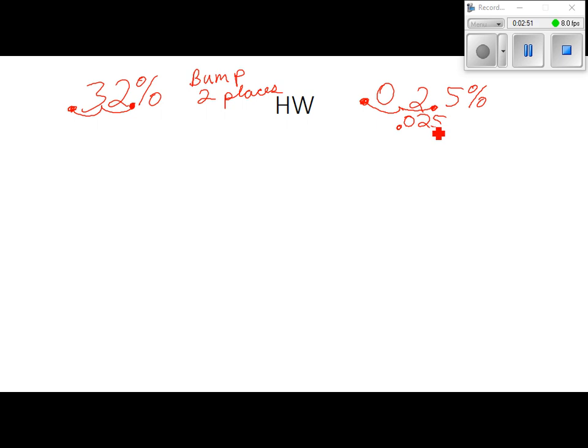20% of 54. What do you have to do to the percentage? Move the decimal 2 spots. So what does it become? 0.20, or you could just put 0.2. It's the same thing. What's "of" mean? Times, and then 54. When you multiply that, what do you come up with? 10.8.